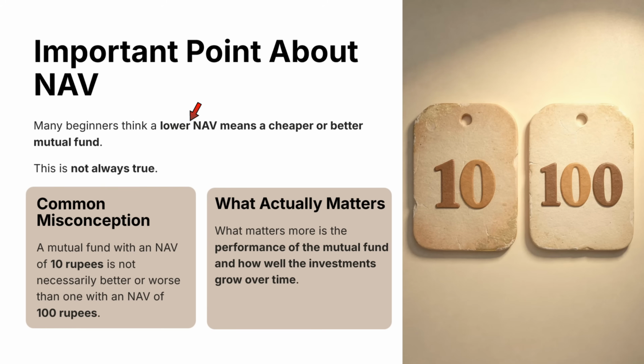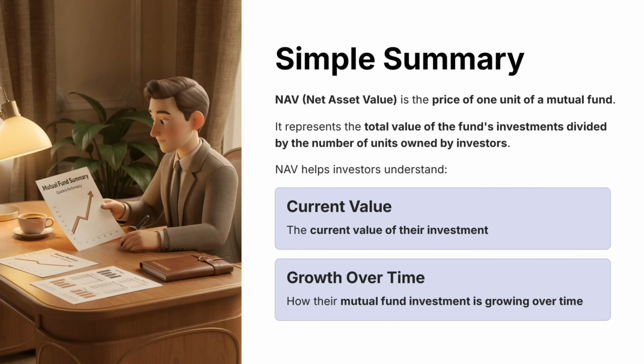Many beginners think a lower NAV means a cheaper or better mutual fund, but that is not always true. A common misconception: a mutual fund with a NAV of 10 rupees is not necessarily better or worse than one with a NAV of 100 rupees. What matters more is the performance of the mutual fund and how well the investments grow over time. Here you can see the summary of whatever we have discussed.